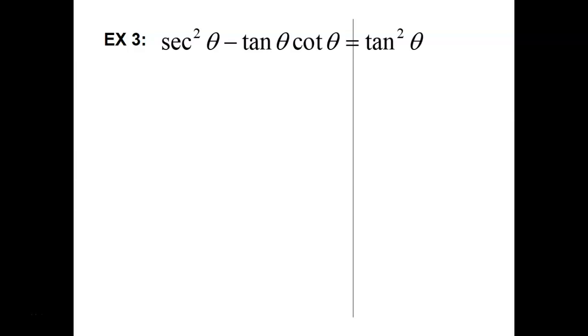All right, so we got secant squared theta minus tangent theta cotangent theta equals tangent squared theta. So probably the left side is the best place for us to start. We've got more stuff going on the left-hand side. Any ideas of what you might want to do?